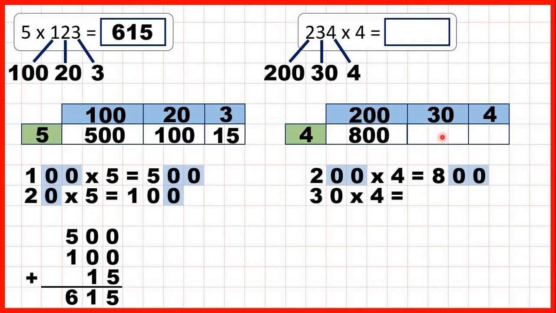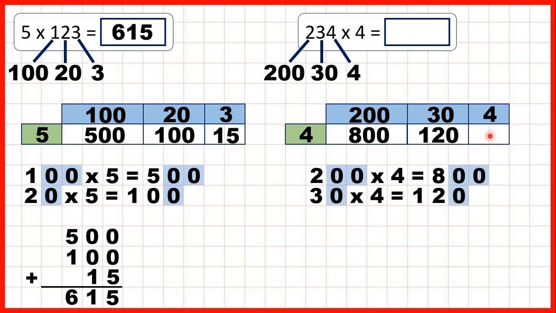Now here we need to work out 30 times 4. That's 120 because 3 times 4 is 12, and if we have 1 end zero in a multiplication question, we need 1 end zero in our answer.